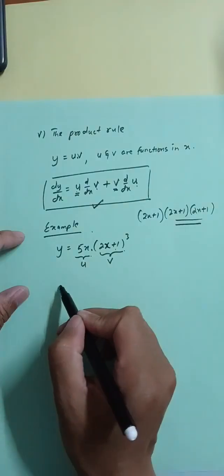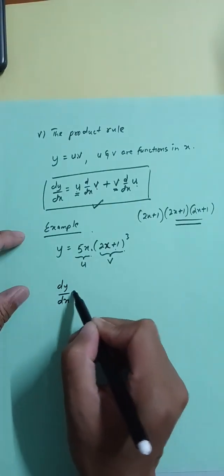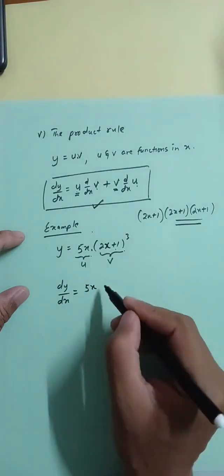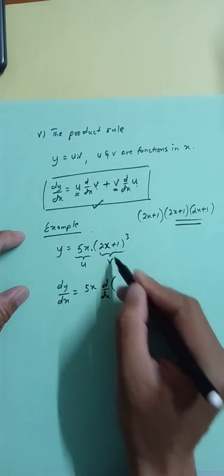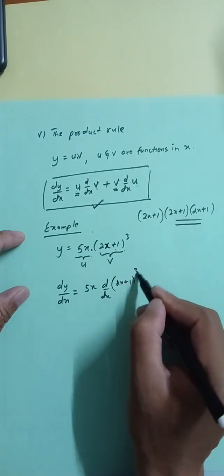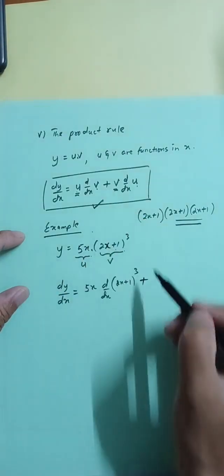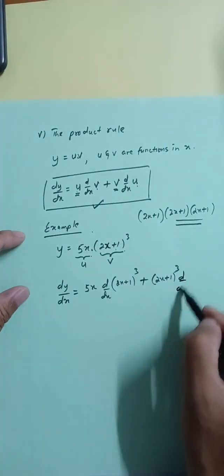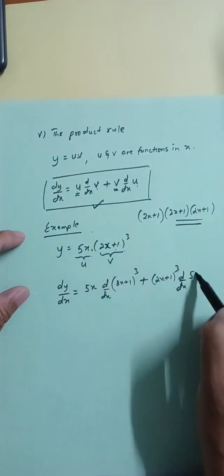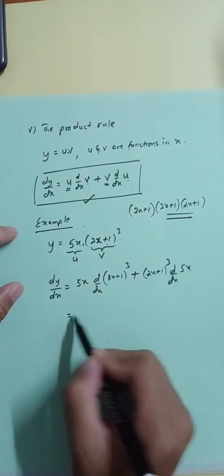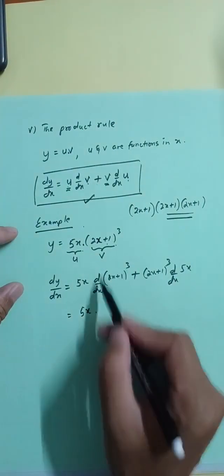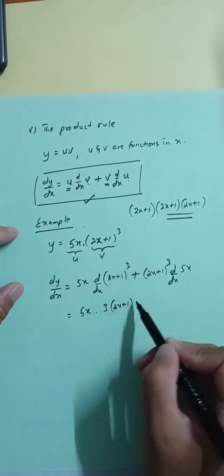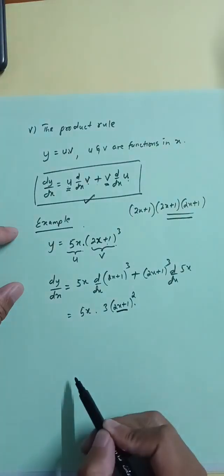Now dy over dx: u stays as it is, so 5x stays. Now you differentiate d by dx of your v, which is (2x plus 1) whole raised to 3. Then plus (2x plus 1) whole raised to 3 times d by dx of u, which is 5x. This is equal to 5x times 3 times (2x plus 1), then reduce 3 by 1 which is 2, and then you differentiate whatever we have inside.